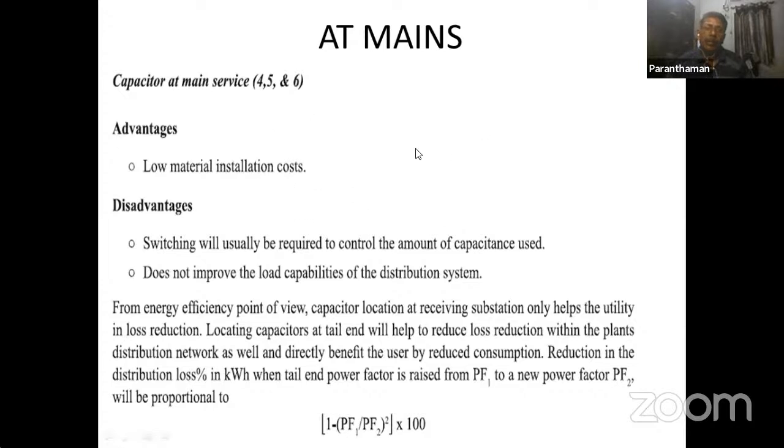We are putting the capacitor at mains. Advantage, low installation cost. Disadvantage, switching will usually be required to control the entire amount of capacitance used. It does not improve the load capabilities of the distribution system. Simple, nothing else.